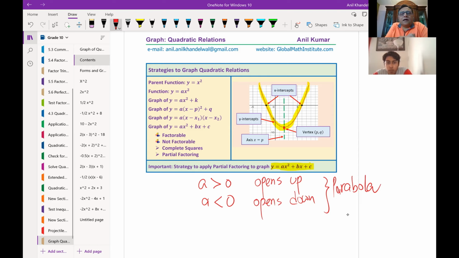Now, I'll take you through the parent function y equals x squared. If I multiply by a, it gets vertically stretched by a factor of a. If I add something like k, it gets translated up and down. And this is the vertex form in which we could easily sketch a parabola using the steps.